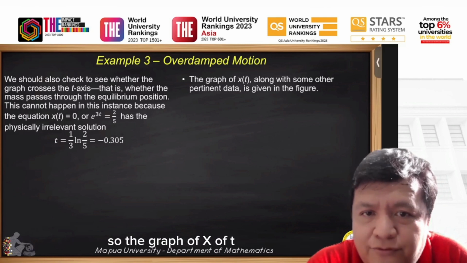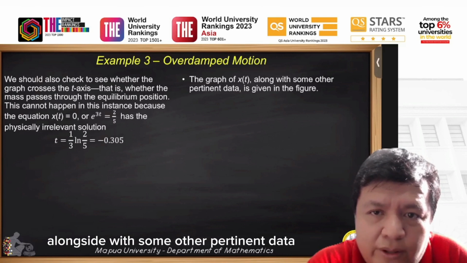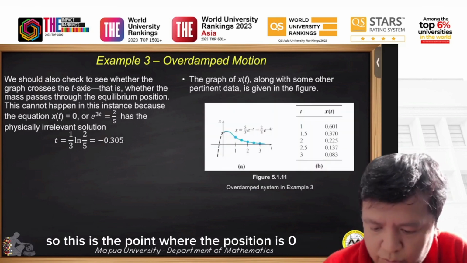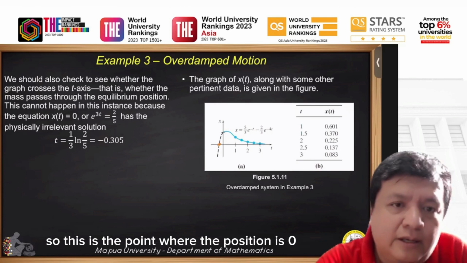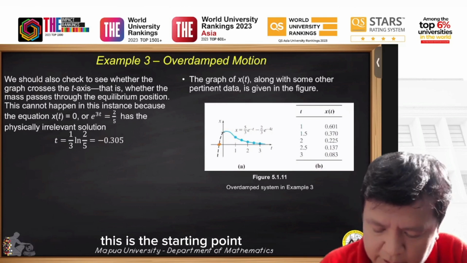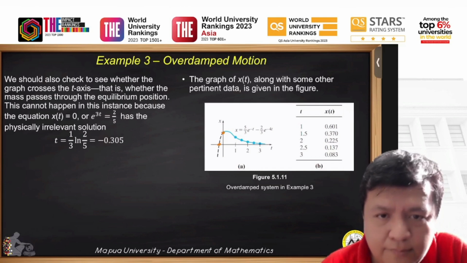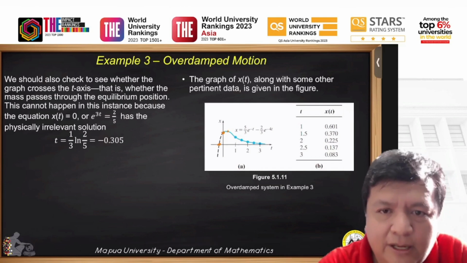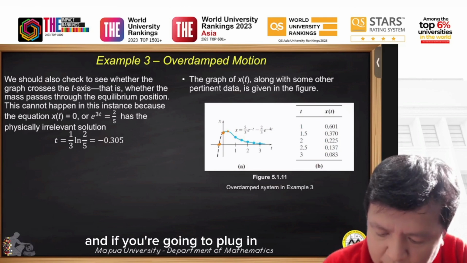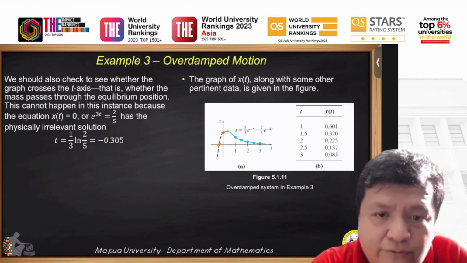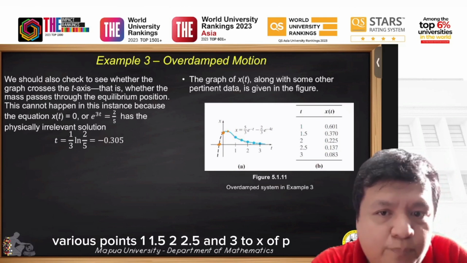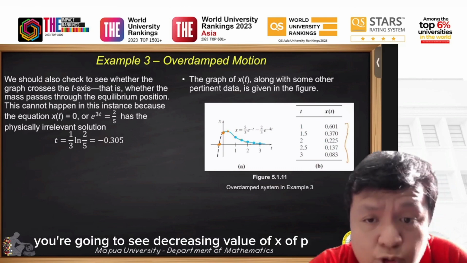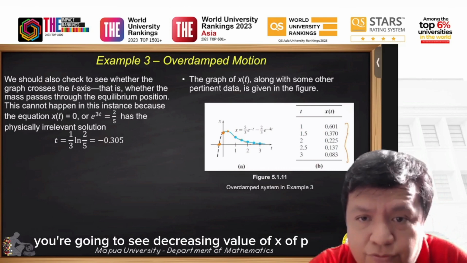So the graph of x of t alongside with some other pertinent data is given in the figure. So this is the point where the position is 0. This is the starting point. We will be having the critical point here, the maximum point. And if you're going to plug in various points, 1, 1.5, 2, 2.5, and 3 to x of t, you're going to see decreasing value of x of t.